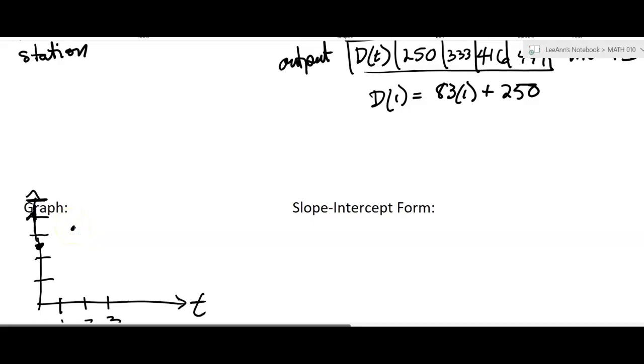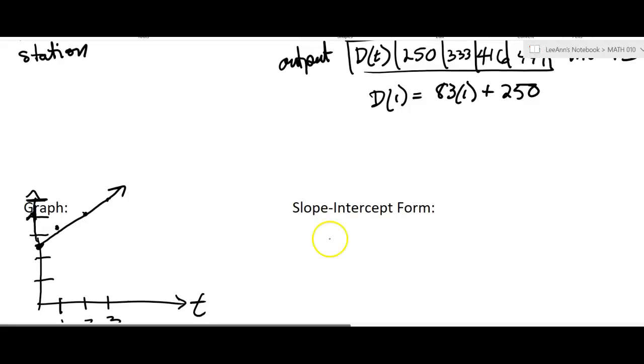And then at, let's see. Oh, I'm off, aren't I? Okay, let me move that. That was at 1 second, right? 333. Drew it wrong. All right, then at 2 seconds, we were like 416, so just above the 4 line. And then at 3 seconds, we were almost to 500. And so we get this linear function that's looking something like that, okay? So we can represent it with a graph as well.